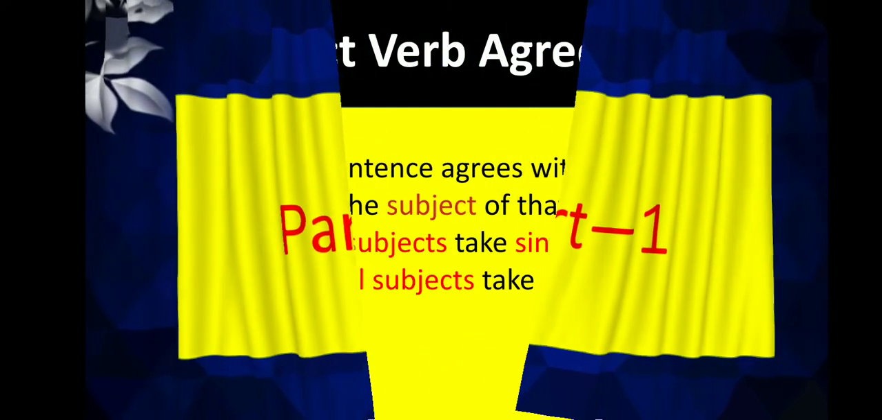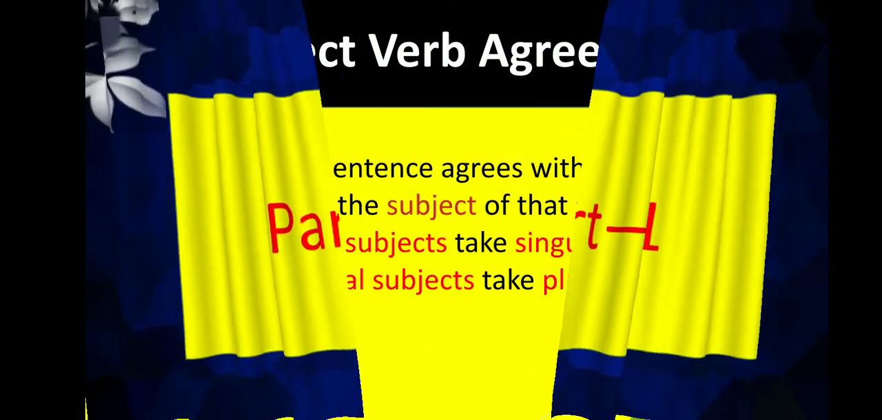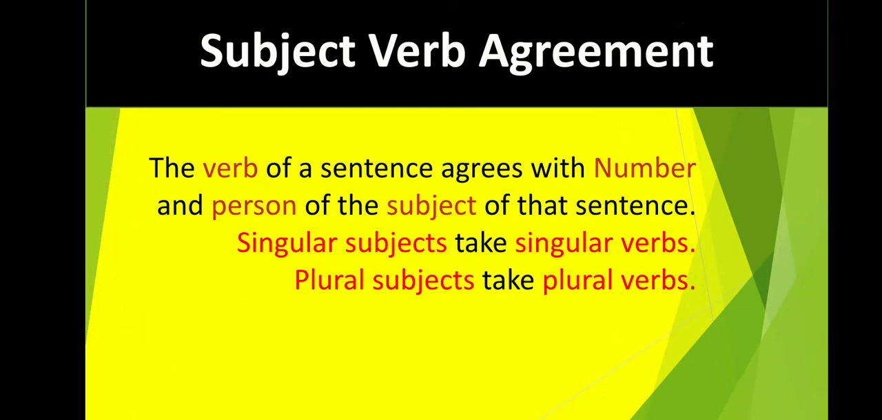Today we are going to start a very important topic from your grammar, that is subject verb agreement. The verb of a sentence agrees with number and person of the subject of that sentence. Singular subjects take singular verbs, plural subjects take plural verbs.